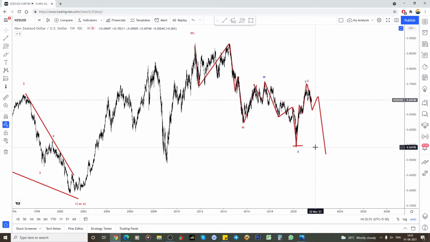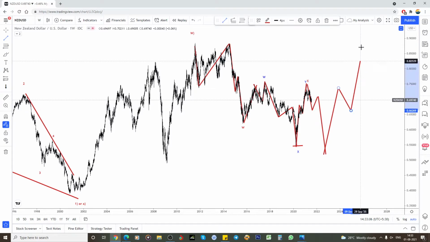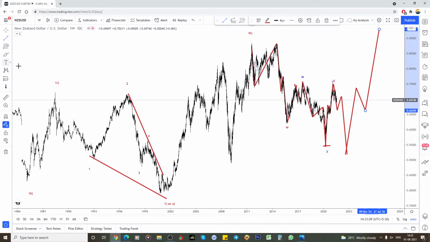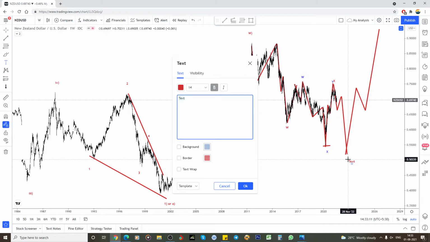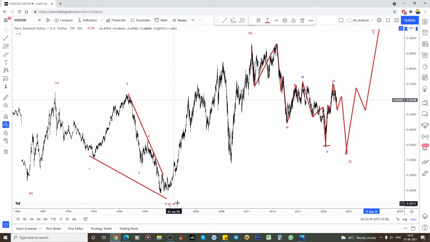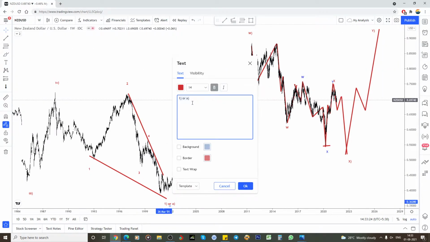Yeah, sorry for that. So now this is the A, B, C, and this is the A. So the whole thing becomes a connecting wave for the continuation pattern to break this low. Once it breaks this low, I'm expecting one more high. This is the X wave and this is the Y wave, and we can expect this 2 or B to close here.